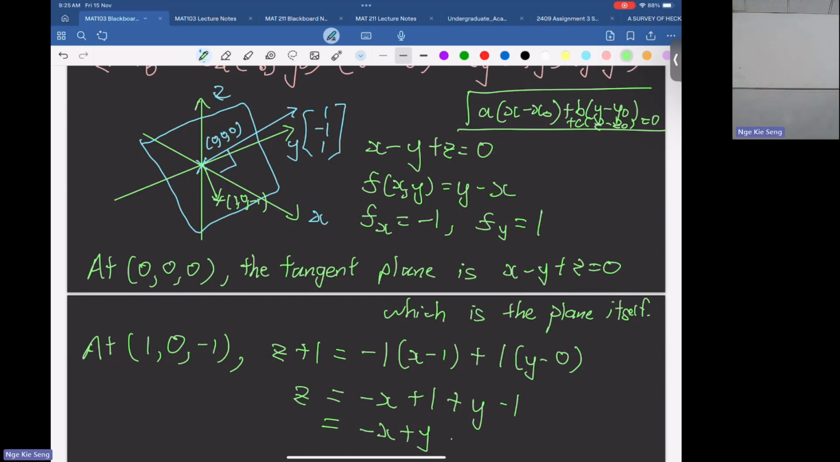Is it true? If you move to 0, minus 1, you still live on the plane, right? So when you zoom in further, you should get back the same plane. Because what does the tangent plane do? It is a linearization. Make your surface linear, make it into a plane or a line. So a proposition is you can prove that the tangent plane of a plane at any point in the plane is the plane itself. Okay, it's the plane itself. Okay or not?